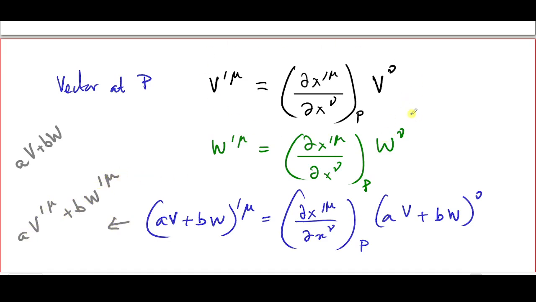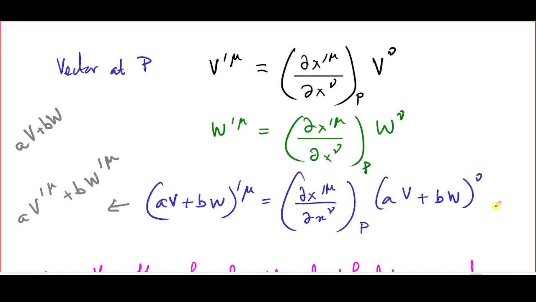But using these expressions it is easy to see that you can take del x prime mu del x nu at the point P common from this expression, and you end up with the transformation law for the linear combination being the same as the transformation law for the vectors, same coefficient, the same del x prime mu del x nu evaluated at the same point P. Of course, here you have the nth component of the linear combination AV plus BW. So, when you linearly combine two vectors at a particular point, you also get a vector at that point.